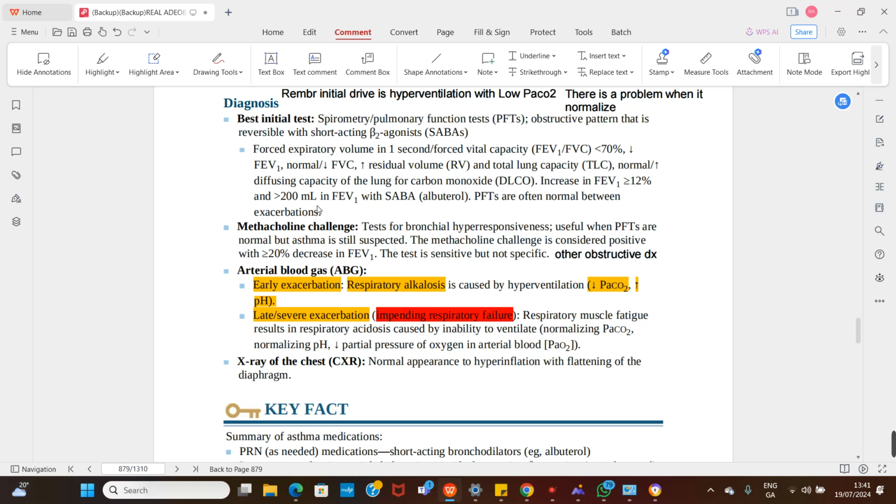So by the time you do your pulmonary function test, you notice that your FEV1/FVC ratio is less than 70. You know that is in keeping. FEV1 is less than 80, it is in keeping. Then you give your SABA and you repeat it. You see that your FEV1 is going to increase by at least 12%, and the volume is also going to increase by 200 mL.